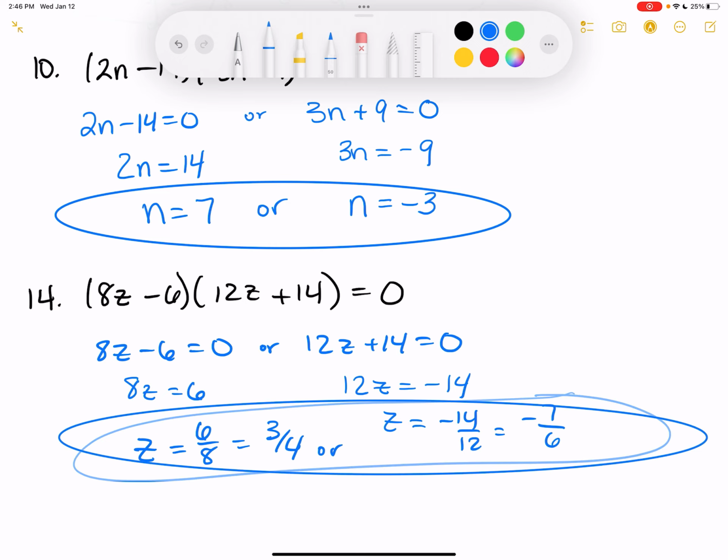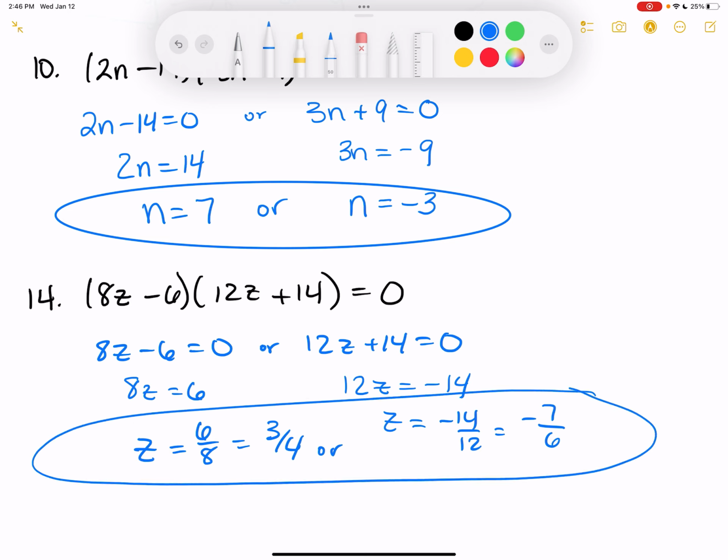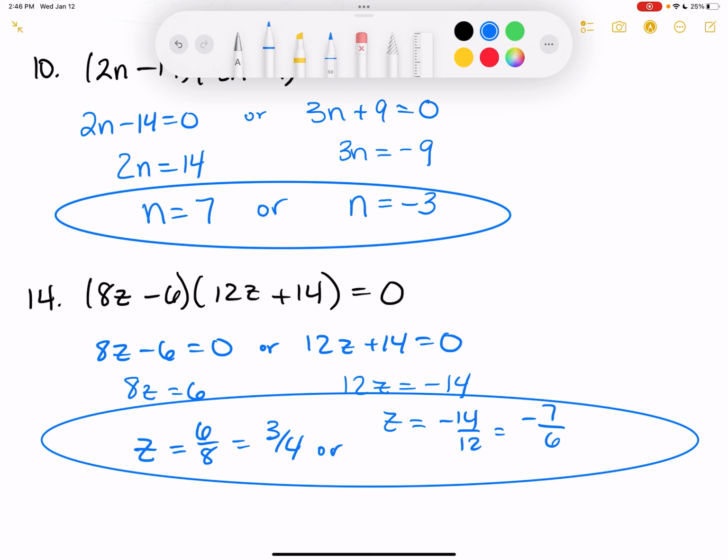Can you make that a 1 and 1/6? Or just keep it? Why would you? Leave it improper.